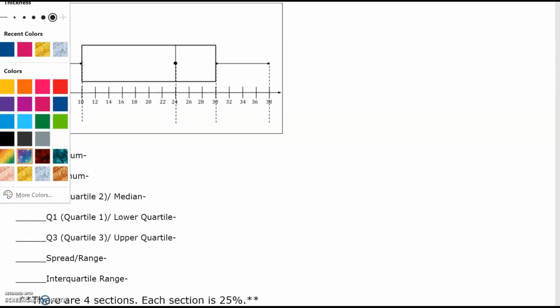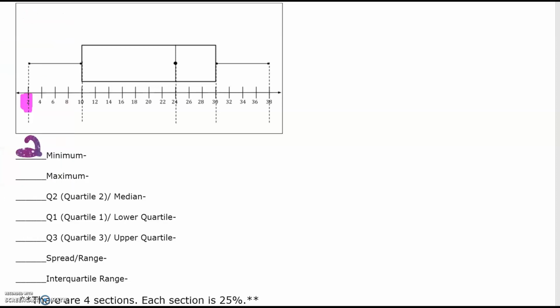And let's talk about what the minimum is. So the minimum is the smallest number, and that's a 2. I'll write it again here for you. I made it thinner. Okay, 2 is the smallest number of our data that is in this box plot.